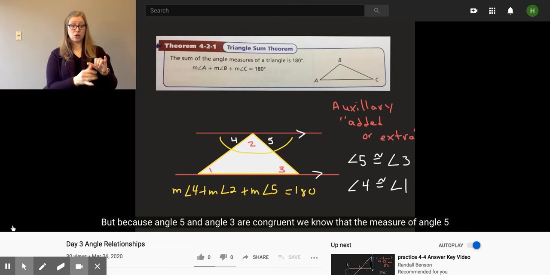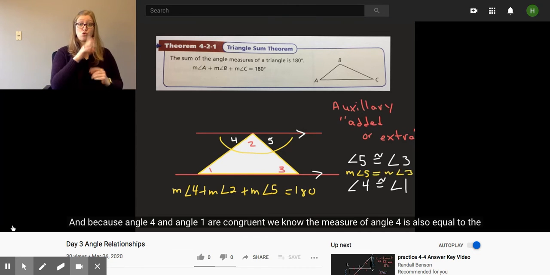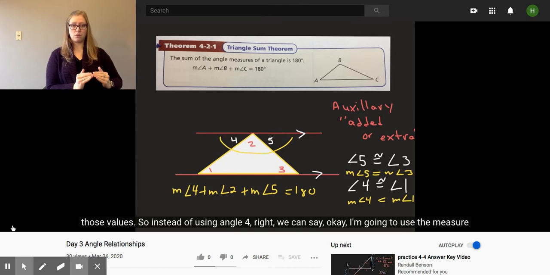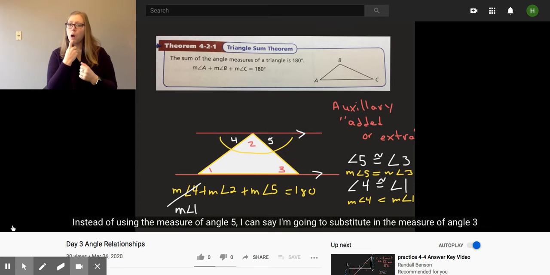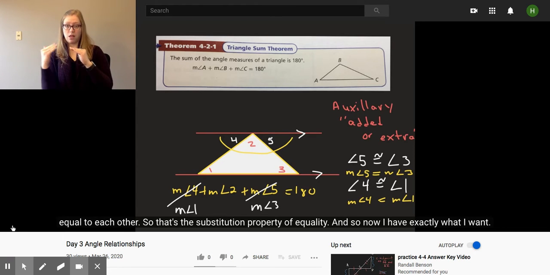But because angle 5 and angle 3 are congruent, we know that the measure of angle 5 equals the measure of angle 3. And because angle 4 and angle 1 are congruent, the measure of angle 4 is also equal to the measure of angle 1. And so we can substitute in those values. Instead of using angle 4, I can use the measure of angle 1. And instead of using the measure of angle 5, I can substitute in the measure of angle 3 because they are equal to each other. That's the substitution property of equality. And so now I have exactly what I want.